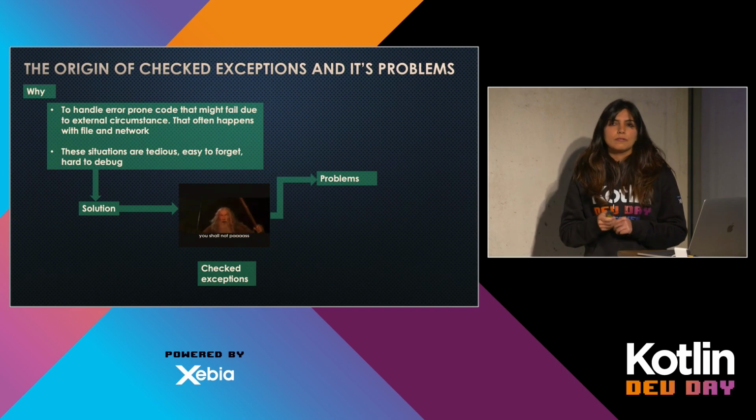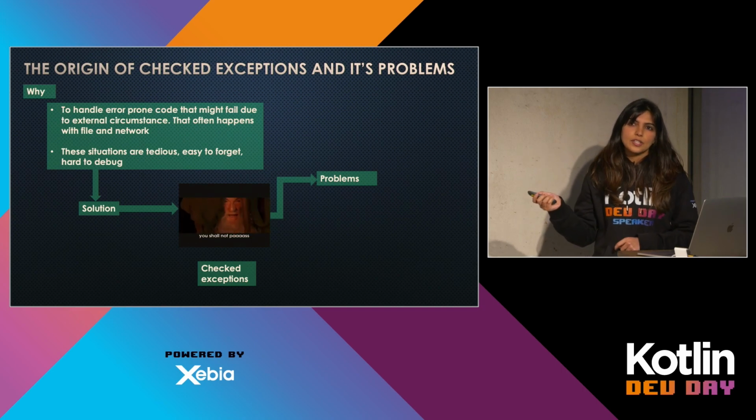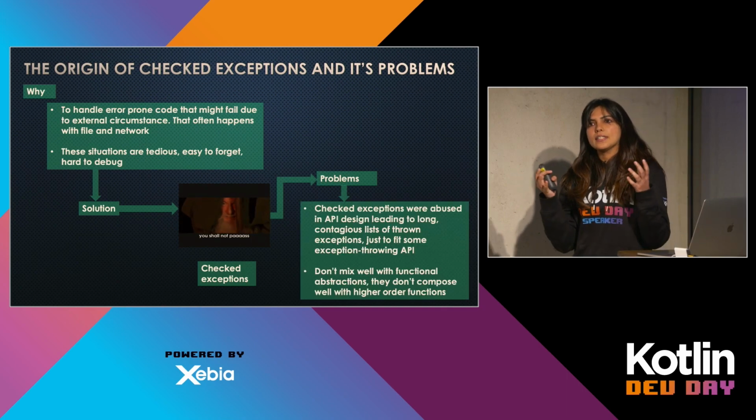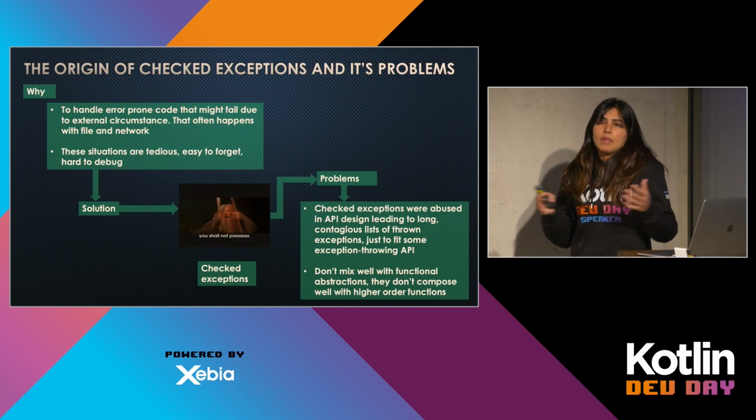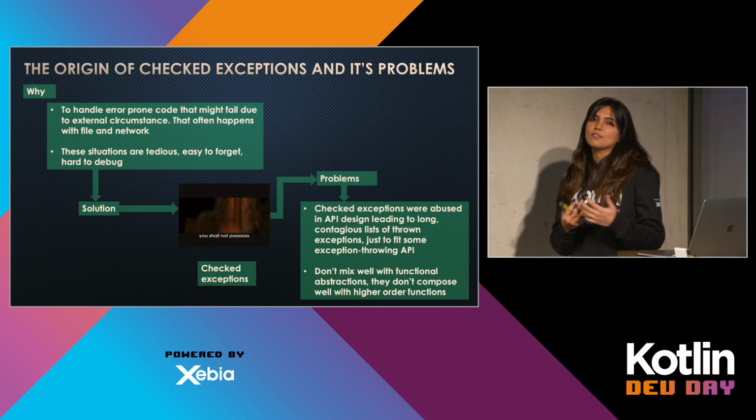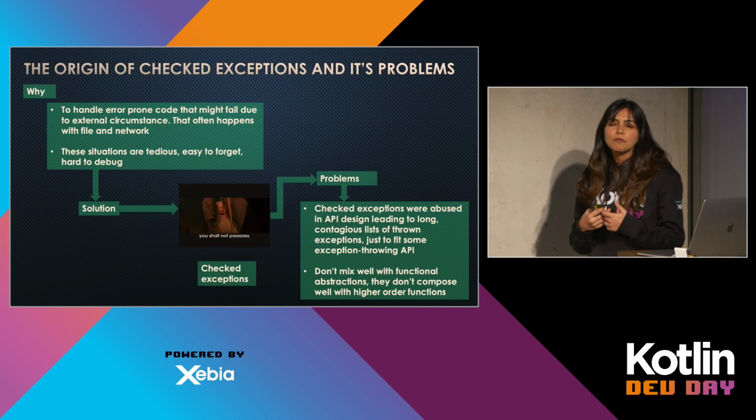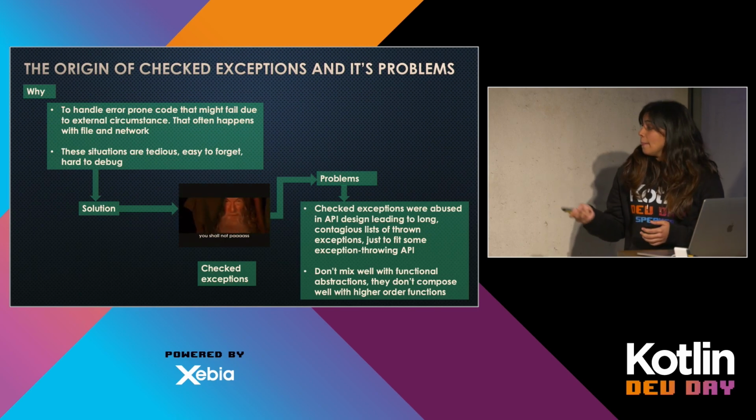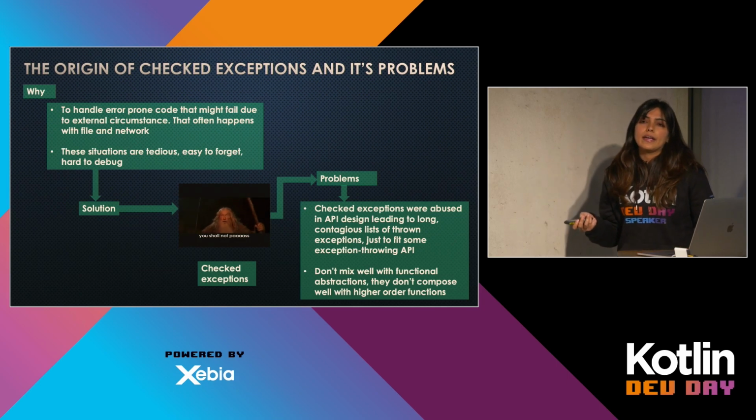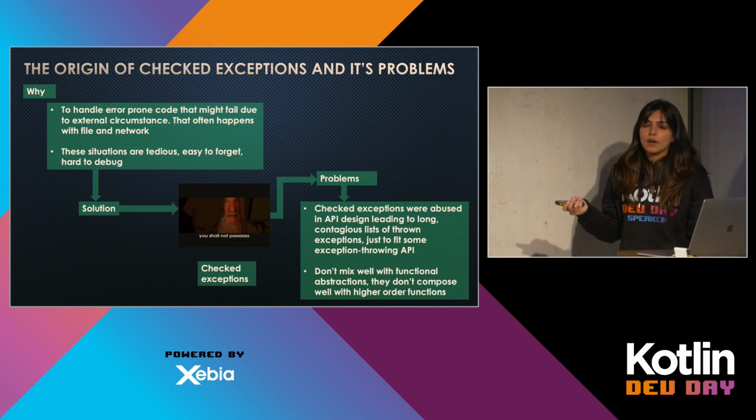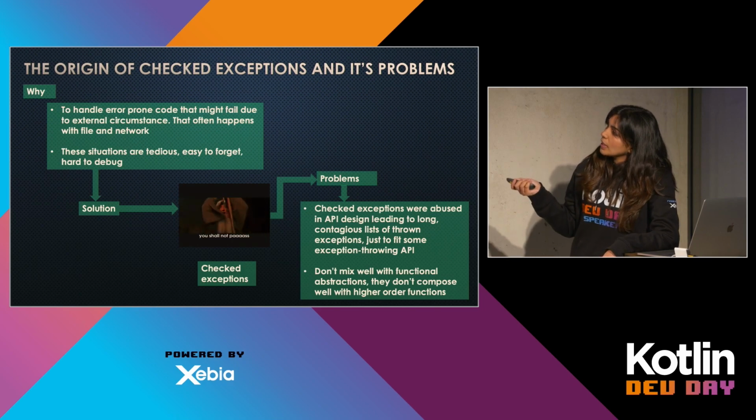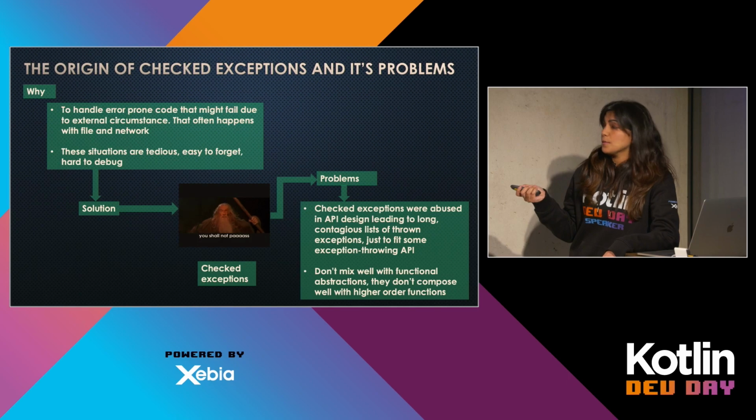However, during the course of time, a lot of problems got accumulated with checked exceptions. And one of the problems was, in order to fit into this exception handling API, we were just returning a long list of exceptions. And personally for me, it looked like you have a lot of catch statements within your code, which looks pretty ugly. Also, with the introduction of lambdas in Java 8, it didn't fit well with functional programming. It made your lambdas unreadable, and of course, they don't fit well with higher order functions. So now we know what led to the origin of checked exceptions.